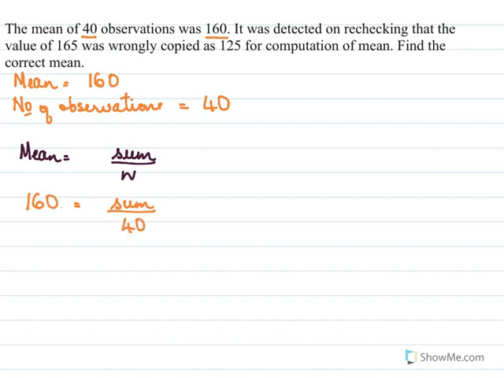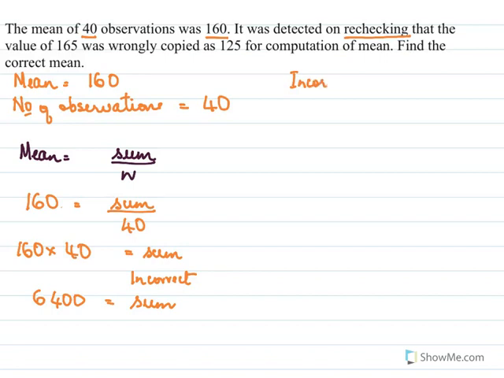Number of observations is 40. So the sum will be 160 into 40, and that is 6400 equal to the sum. But however, there's been a mistake. On rechecking, there was a mistake. So this is the incorrect sum. So we have the incorrect sum equal to 6400. Now we need to correct it.